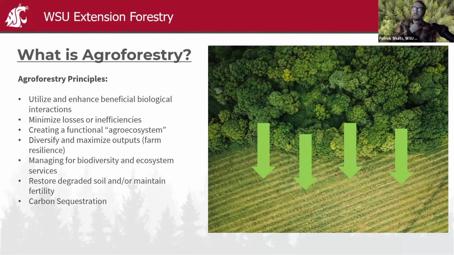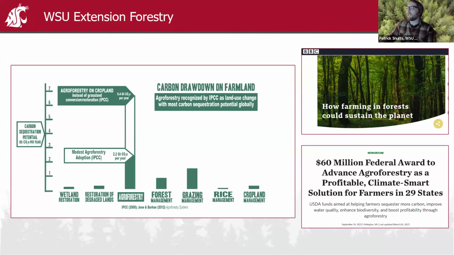So diversifying, maximizing outputs, building farm resilience in the process, managing for biodiversity and ecosystem services, restoring degraded soils, and of course, carbon sequestration. This is a big one. A lot of people are talking about carbon sequestration for obvious reasons, trying to mitigate the worst effects of climate change. Trees obviously are a very powerful tool in that fight. And so as a result, agroforestry has been consistently named as a climate smart practice and a practice with really high potential for mitigating climate change. But I don't like to focus entirely on carbon sequestration because, as you look here at the list, it's just one of many of the benefits of agroforestry. But again, this is something that is catching a lot of attention.